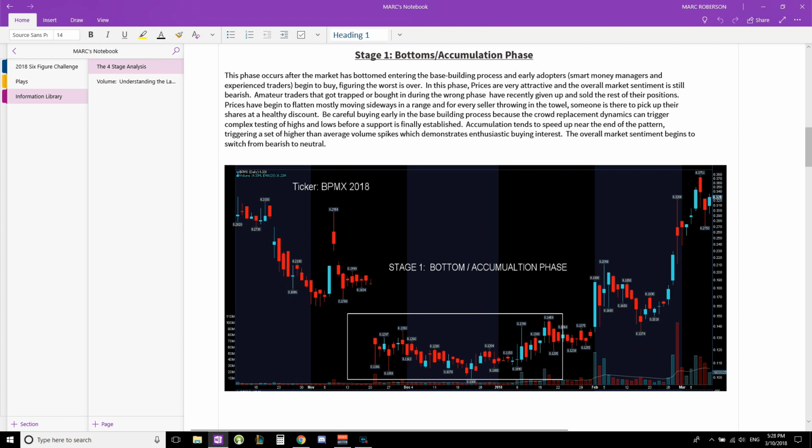Be careful buying early in the base building process because the crowd replacement dynamic can trigger complex testing of highs and lows before support is finally established. Accumulation tends to speed up near the end of the pattern, triggering a set of higher than average volume spikes, which demonstrates enthusiastic buying interest. The overall market sentiment begins to switch from bearish to neutral. So we'll talk about some of these things.